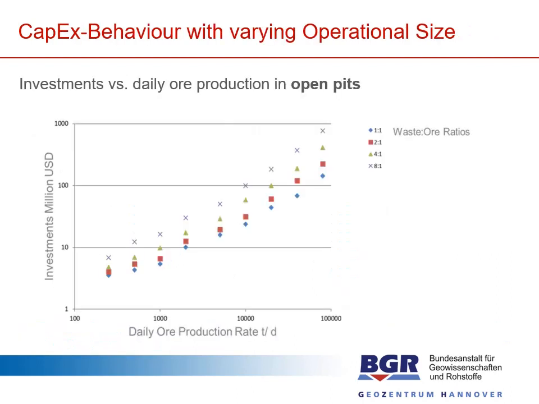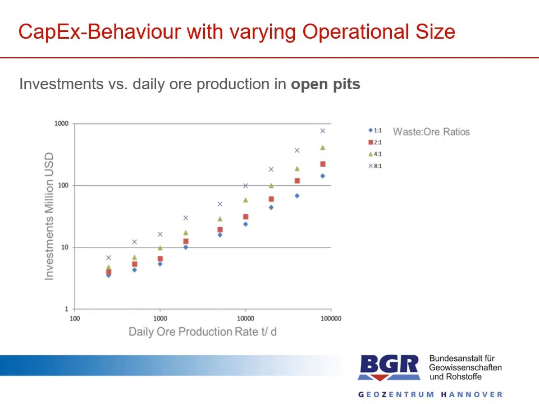What you can see here is the capital expenditure behavior with increasing operational size. So the more ore is produced daily, of course, the higher are the investment costs. But O'Hara gave in his formula, in his rule of thumb, an exponent of 0.6, and using model costs with later data, so the data from the last years, we cannot see that. Yeah, it seems to be quite linear, and even for the biggest mines here with 100,000 tons per day, the costs even seem to rise again.